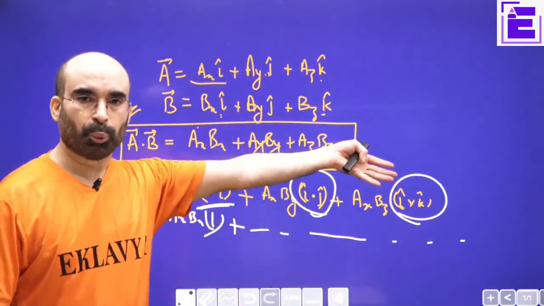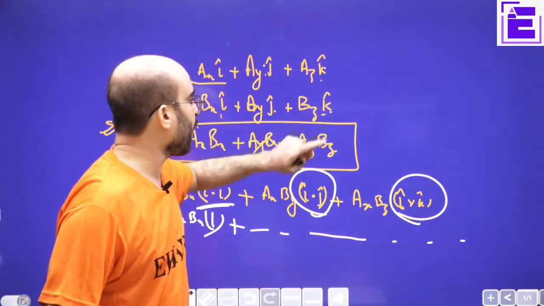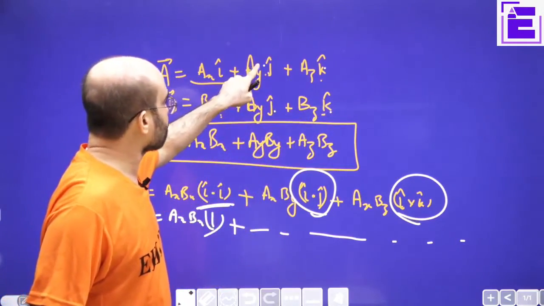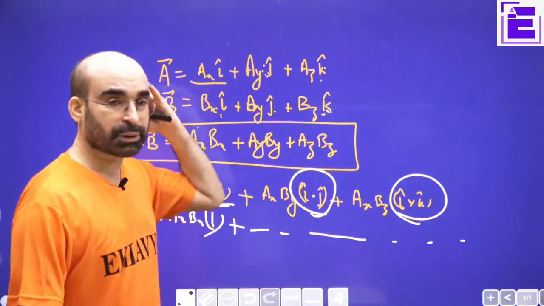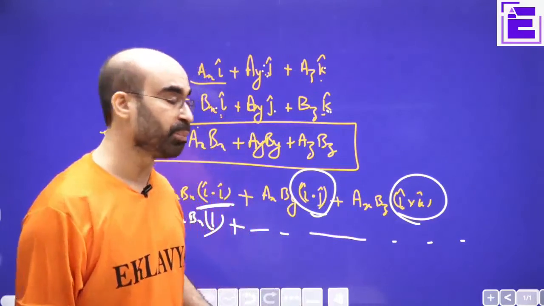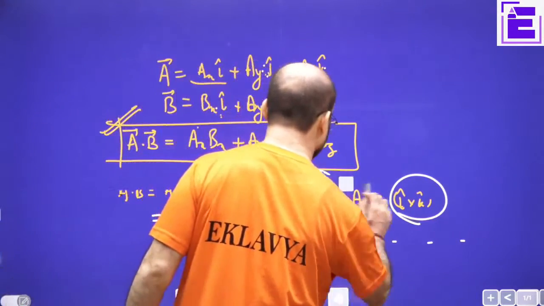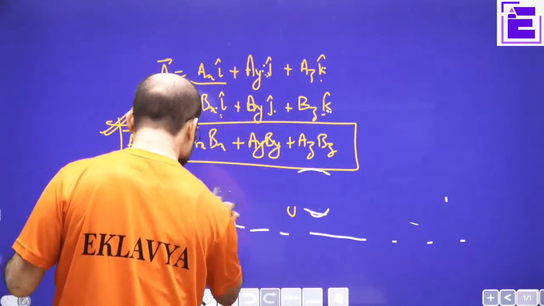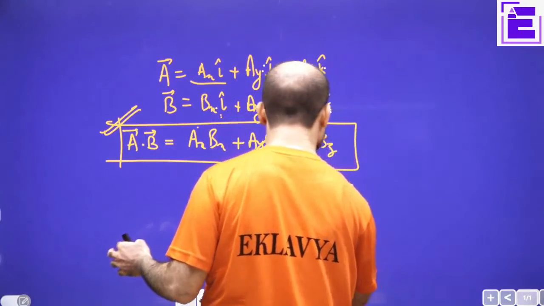So where you will get this, J dot J is 1, K dot K is 1. But if you do J dot K, it is going to be 0. If you do J dot I, it is going to be 0. That's why out of 9 terms, only 3 terms will be left, and this is the result. Okay, so this is going to be your final result. This is very important. We will talk about one of the questions in this.